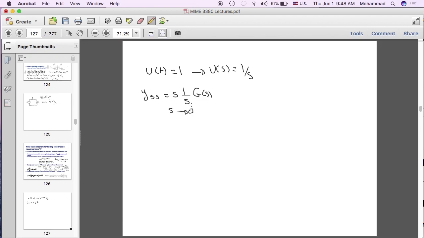Now, because s and s cancel each other, what is left is g of s when s goes to 0. So in order to find the steady state response to a unit step, it's enough to set s equal to 0, which is what we have been doing so far. But now you have a more general tool. So you can calculate the steady state response, for example, if you have a unit impulse input, or a ramp input, or a sinusoidal input. So it's a different function for different inputs in s.